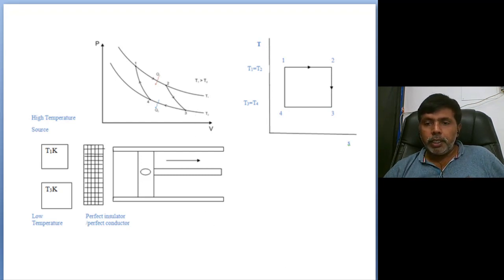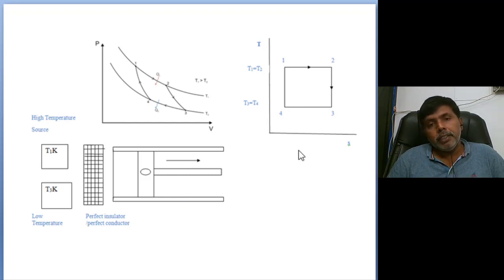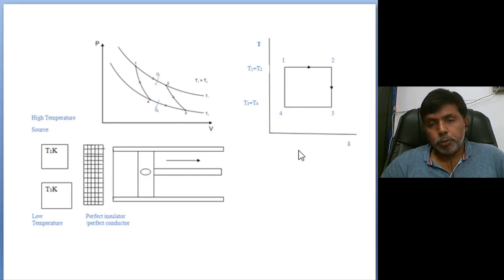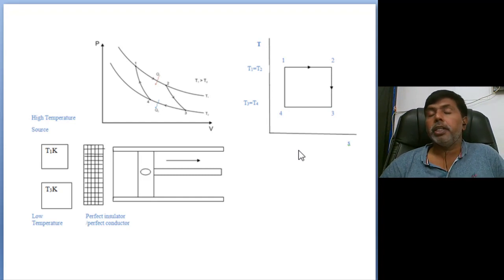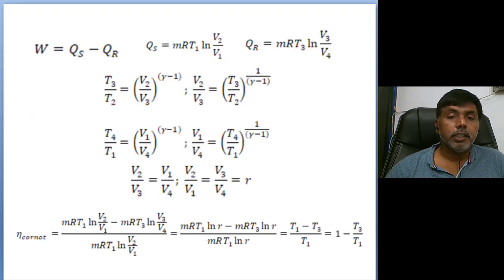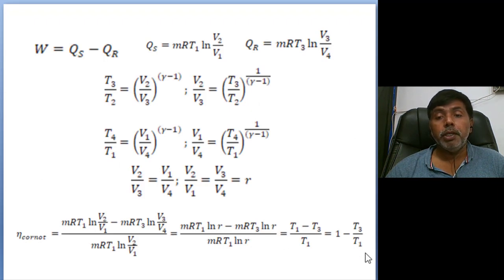But the drawback is that it is an imaginary cycle. Practically it is not possible. Why? Because the isothermal process is slow and the adiabatic process is too fast. The combination of too fast and slow is practically not possible, but for determining the benchmark efficiency, every time we discuss the Carnot cycle. The efficiency of the Carnot cycle is 1 minus T3 by T1. T3 and T4 are the lowest temperature, so 1 minus lowest temperature by highest temperature is called the Carnot cycle efficiency.